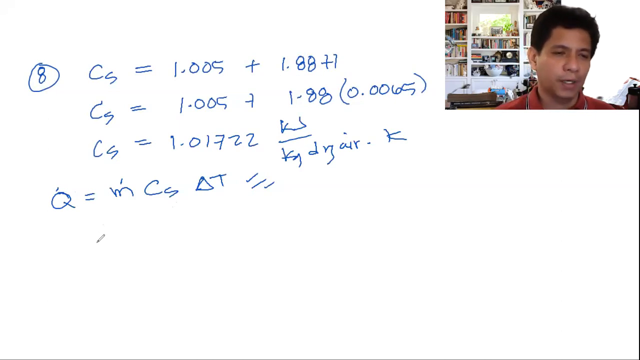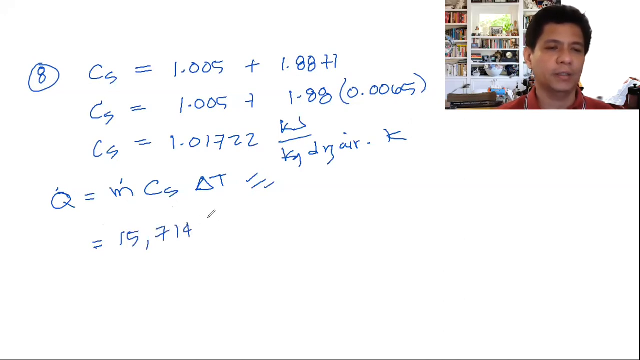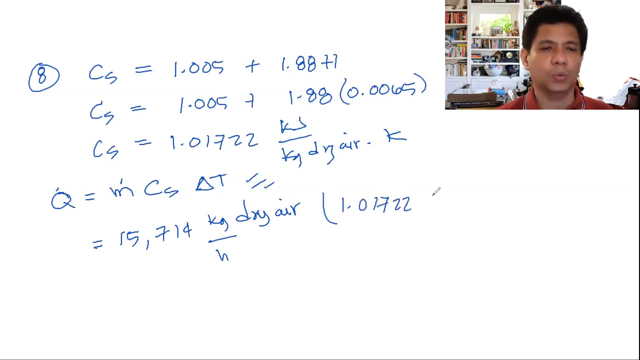Anyway, our mass flow rate, if you still remember, is 15,714 kilogram per hour of dry air. Then we multiply our C sub S, 1.01722, in kilojoules per kilogram dry air per Kelvin. And then finally, delta T. We increase the temperature from 20 degrees Celsius to 55 degrees Celsius.